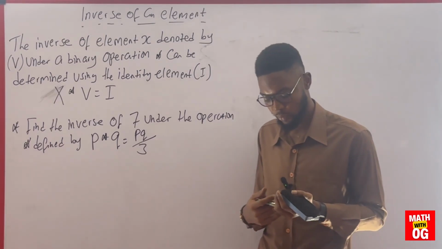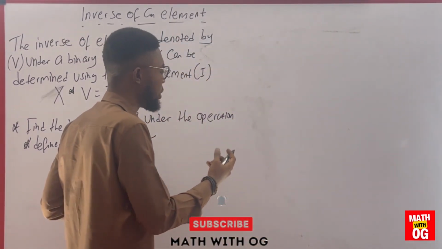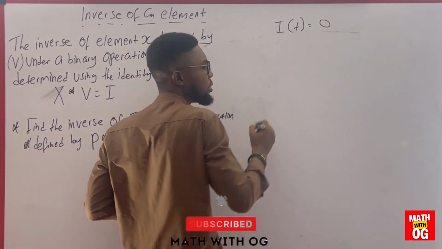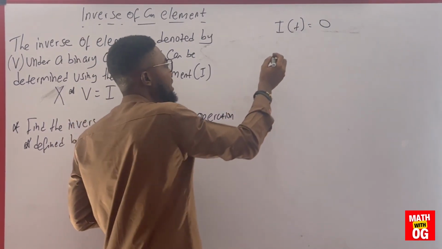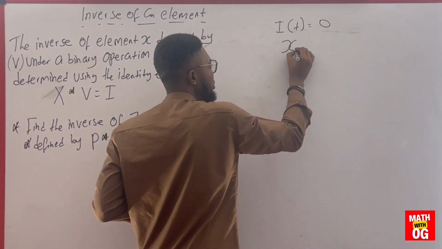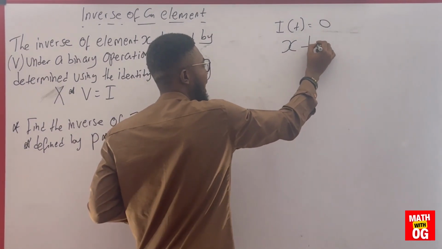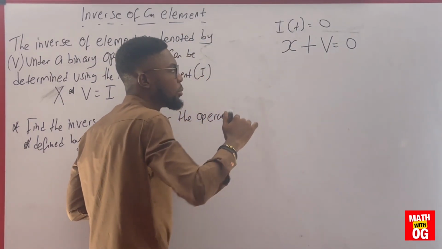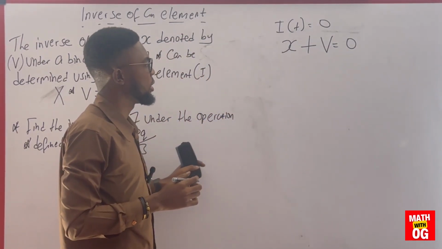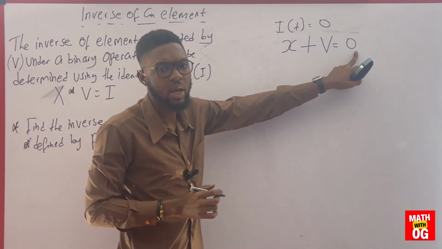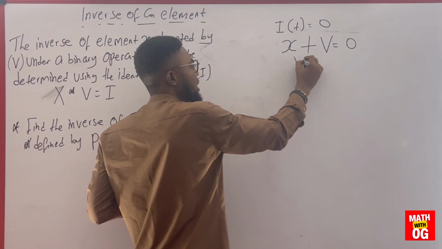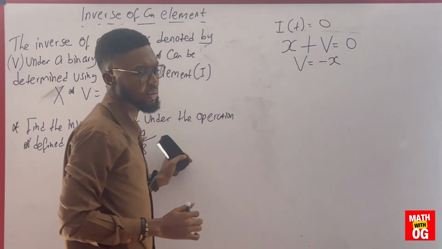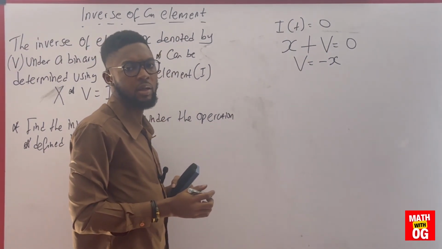Now, in our last video, we agreed that the identity element for addition is equal to 0. So if that's the case, any element, say x, we add up to its inverse to give us 0, as an element operating on its inverse must give you the identity element. So the inverse of x must be equal to minus x. So we also call this the additive inverse.